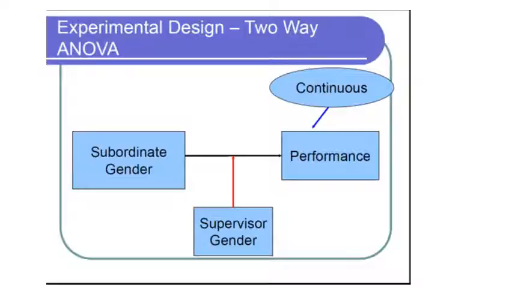Now, if we're doing a two-way ANOVA, it means that we will be having 2 different sources of independent variables upon the continuous variable, which is the dependent variable. So here we want to see if there's a difference between subordinate gender and supervisor gender on performance.